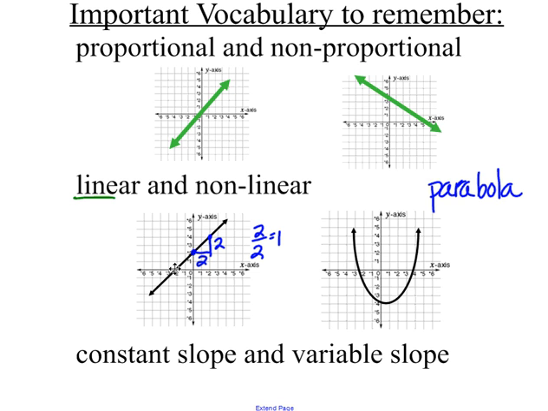We also know when we're looking for slope on a line, we can choose any 2 points on that line to figure out rise over run. And it doesn't matter which points we choose because we're always going to get the same answer. That's what is meant by a constant slope. So a constant slope occurs in a line.